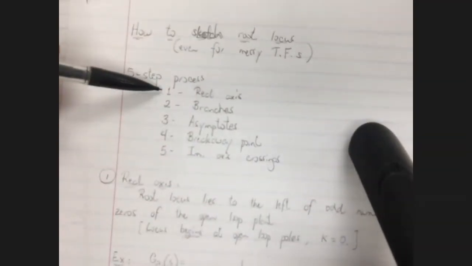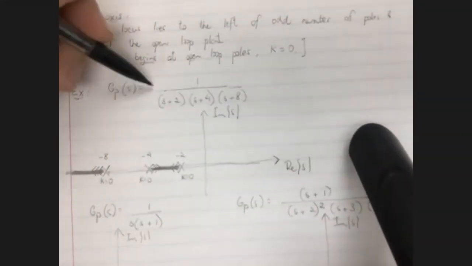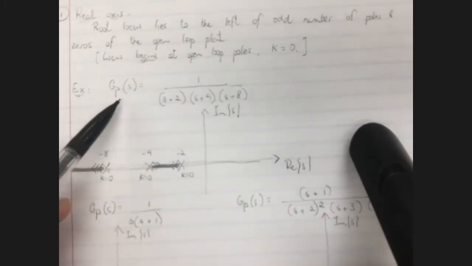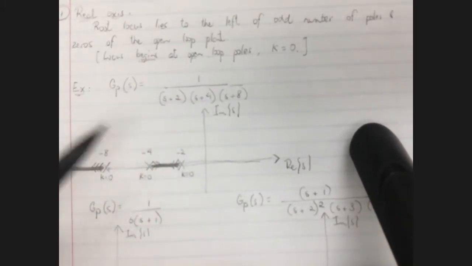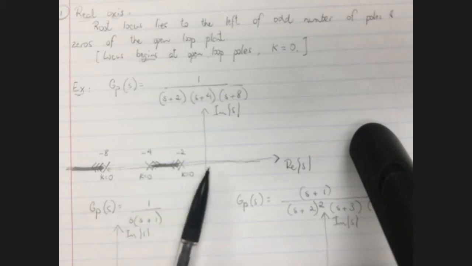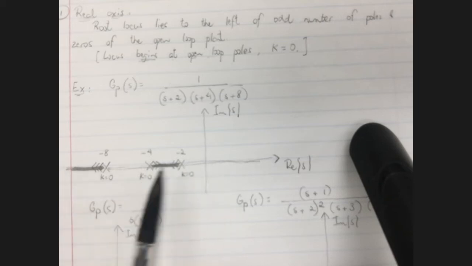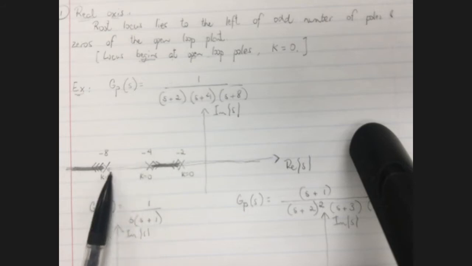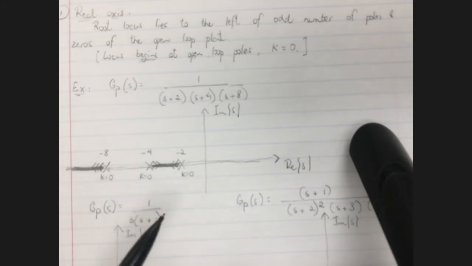We saw that there was a 5-step process to do it. Step 1 was the real axis. We did a few examples where we were given a transfer function of the plant, and we said, okay, as k varies, what do we do? With the real axis, we start from right to left. When we were to the left of an odd number, we would fill that in. When we were to the left of an even number, we would leave that blank, and we would fill it in again here.